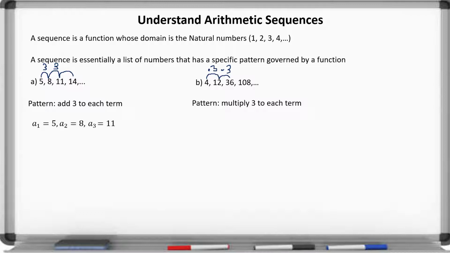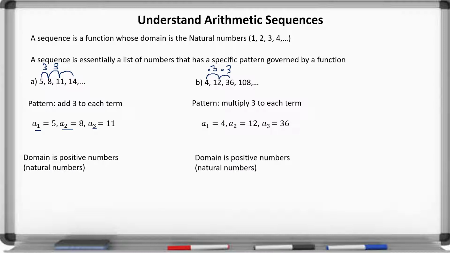Alright, so what we do is we say that A1, or the first term in the sequence, is equal to 5, A2, or the second term in the sequence, is 8, and A3 is 11, and so on. So notice that the domain is represented by the 1, the 2, and the 3, and they're whole numbers, and they're positive. For the next part, A1 would be 4, A2 would be 12, and A3 would be 36. So notice that the domain is positive numbers for each of these, and we're referring to the numbers in the subscript, and that represents our domain.